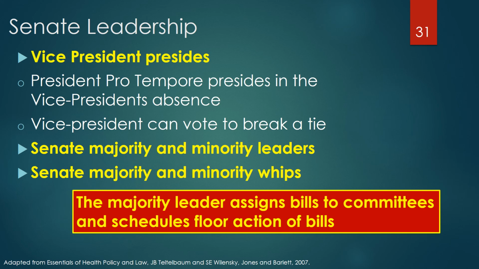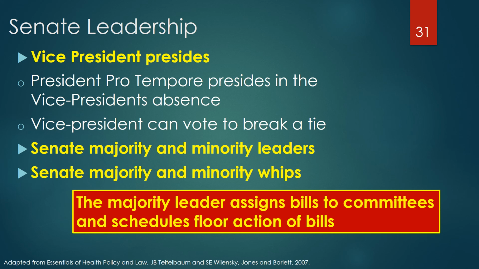The Vice President presides over the Senate. In the Vice President's absence, the President pro tem presides, though this is generally a ceremonial position. The Vice President can vote to break a tie. The Senate has majority and minority leaders and majority and minority whips who are selected by their respective parties. The majority and minority leaders speak on behalf of their party.